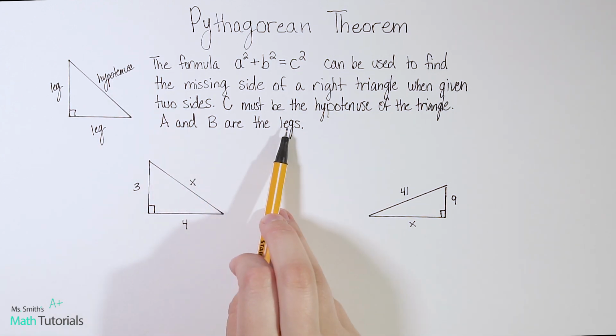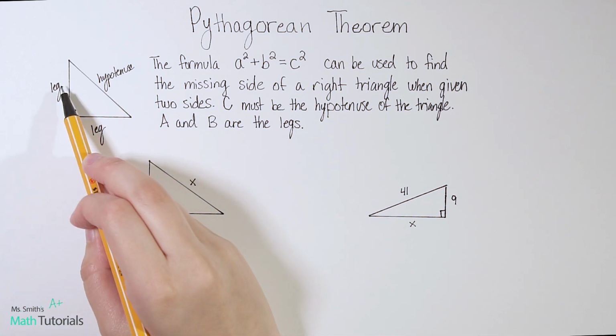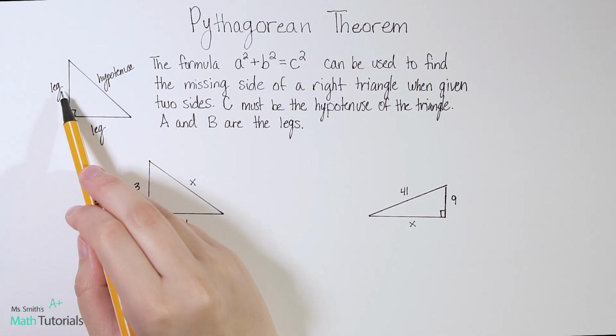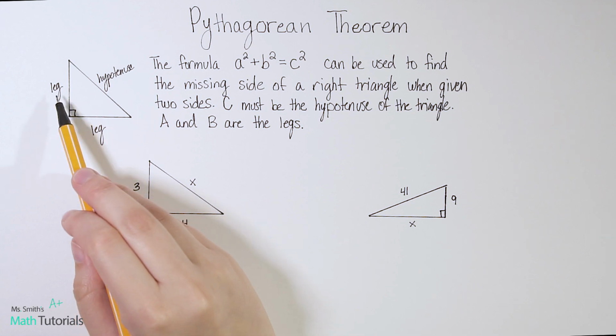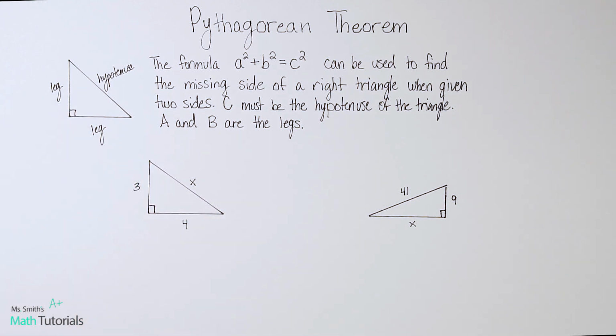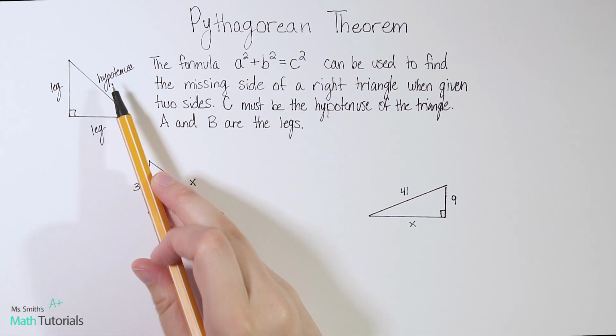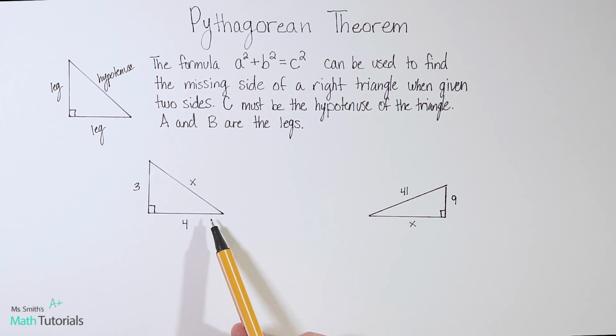A and B are just the legs, and it doesn't matter which one I label A and B. This could be A, this could be B, or this could be B, this could be A. Legs are interchangeable, but the hypotenuse must be C. Okay, so let's look at some examples.